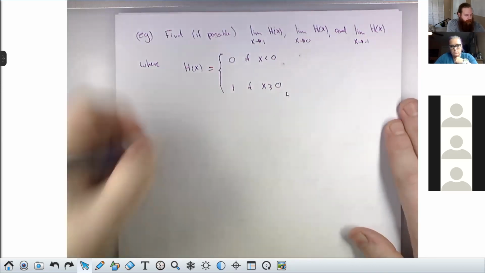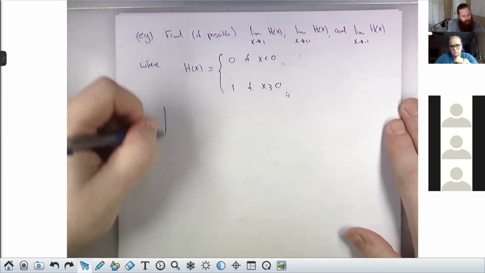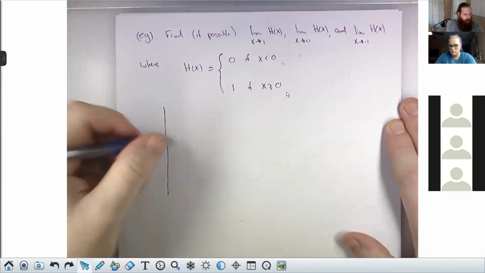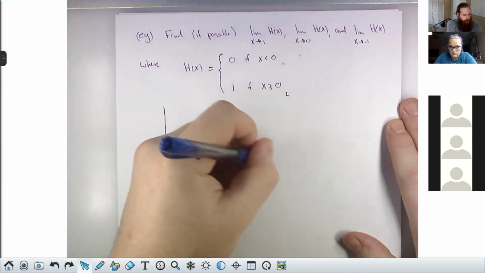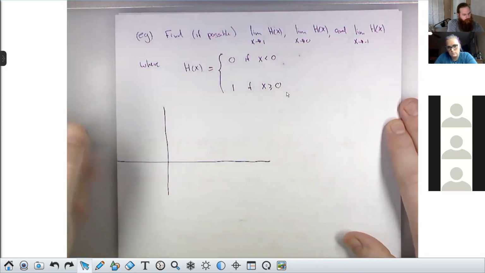So we need the graph. The graph is all we have to go on right now. Our understanding of limits is just based on graphs. All right.